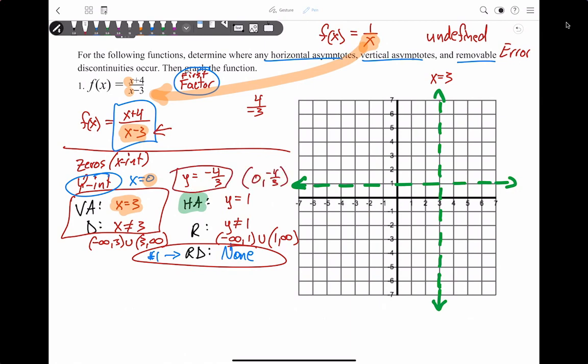You could put it like this, just saying that y value, or you could put it as a point. Negative 4/3 is like negative 1 1/3, which is about here. That's where my y-intercept would occur.